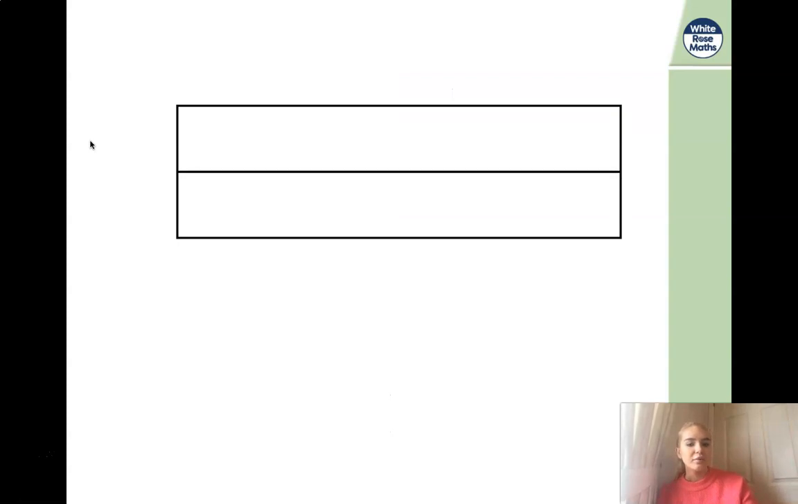Now, another example here is we could have 2 bars, and one of these bars are split into 3 parts. So what's my fraction going to be for each part? 1/3, fantastic. And I've split my other bar into 6 parts. So what's each fraction going to be here? 1/6. Great job, you are so super at fractions, well done.